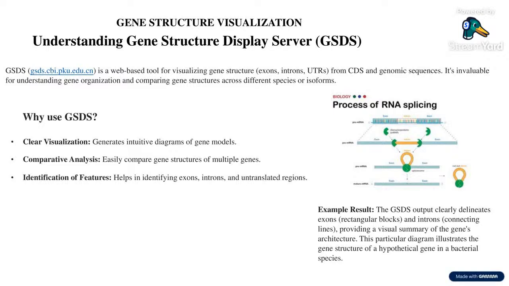An exon is a coding region of a gene that remains in the messenger RNA after splicing, that encodes amino acids into a protein, and is shown in blocks or different colors in GSDS, while introns are non-coding regions that are removed during RNA splicing. They may also play a role in regulation and gene expression control. They are shown as connecting lines between the exons.